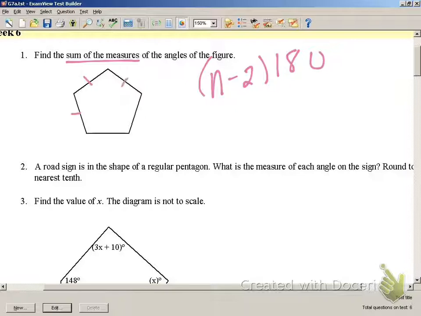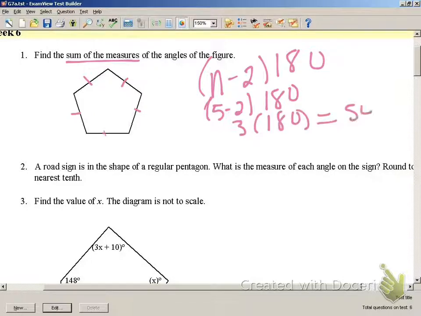There are 1, 2, 3, 4, 5 sides. So it's 5 minus 2 times 180, or 3 times 180, and we get the sum to be 540. 540 would give us the sum of the interior angles for this particular polygon.